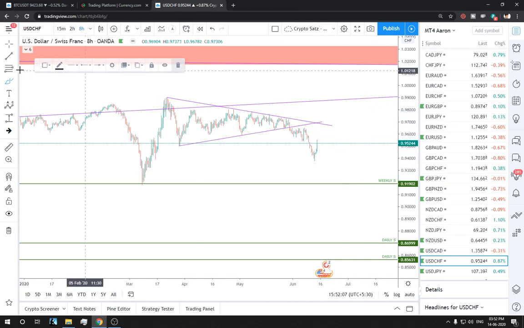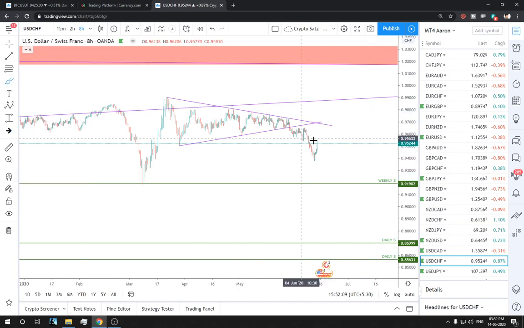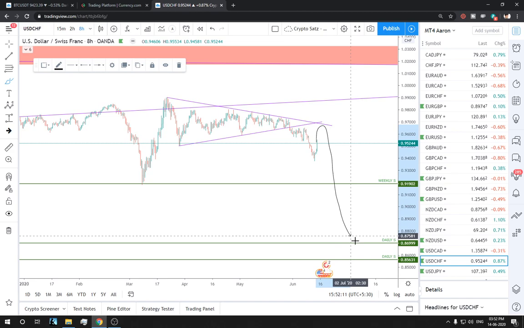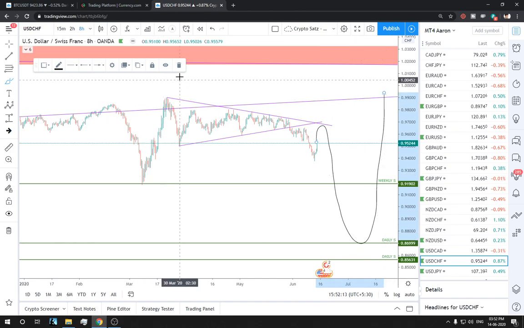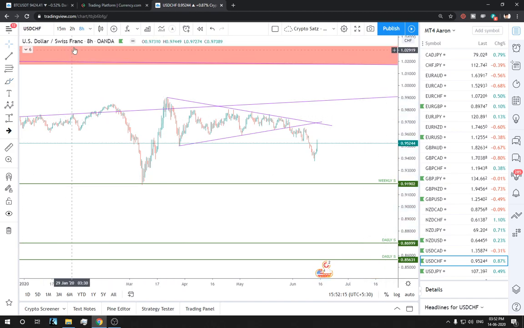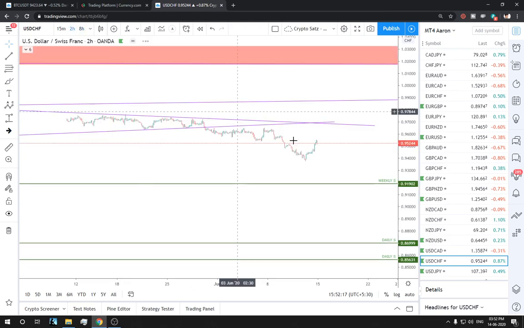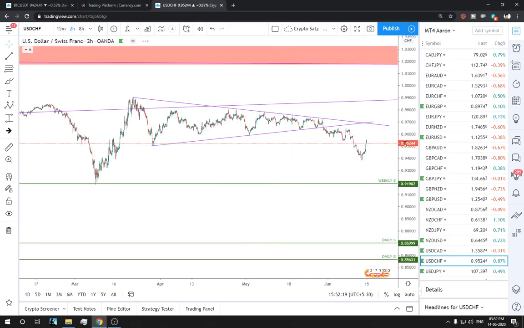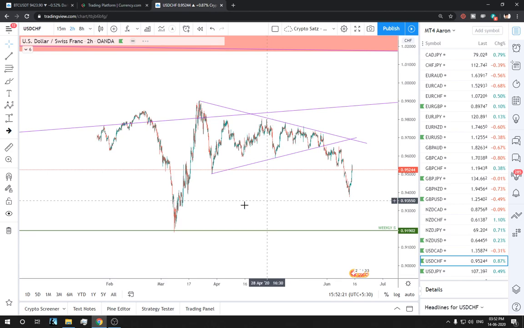If not, then go down, go up. This is what I am looking for in AUDCHF. These structures are a bit clear on smaller time frames, but on larger time frames this is not clear.